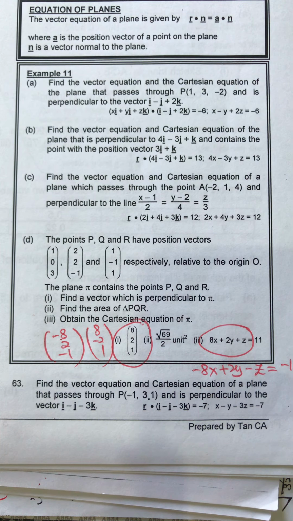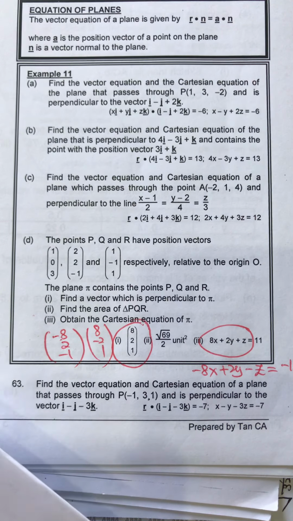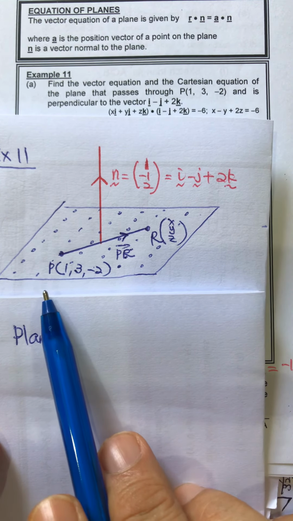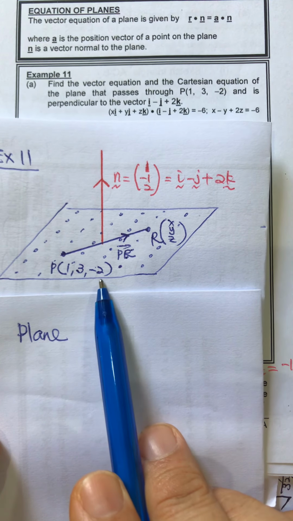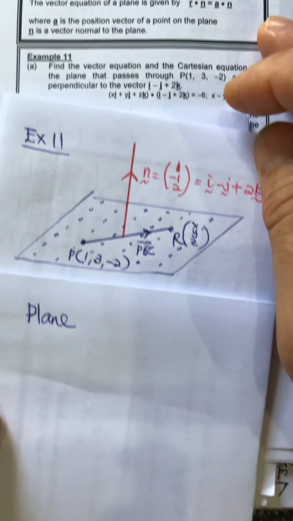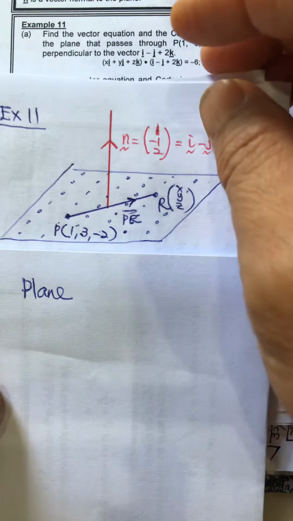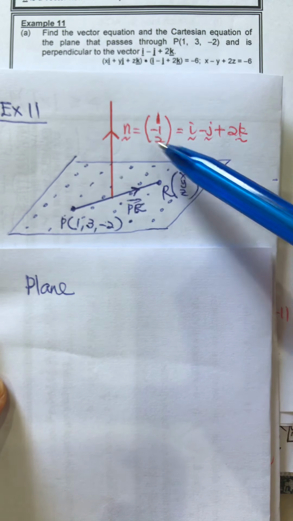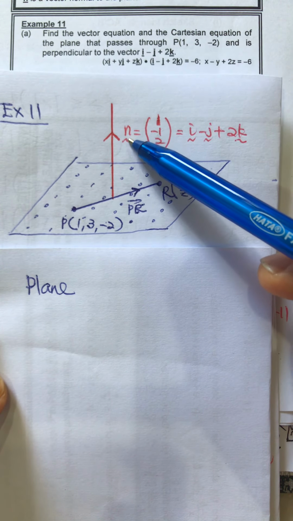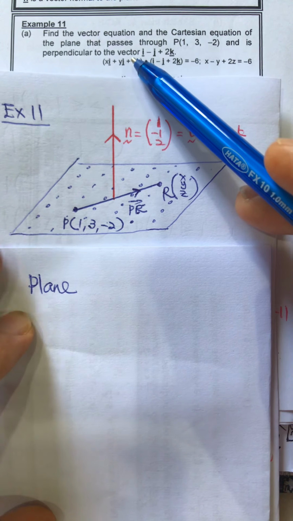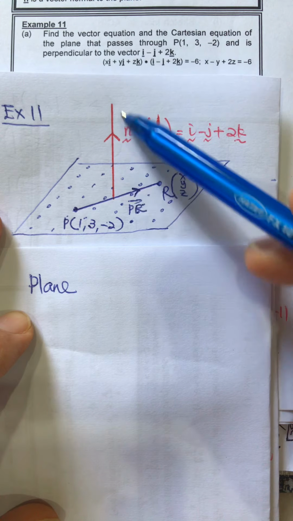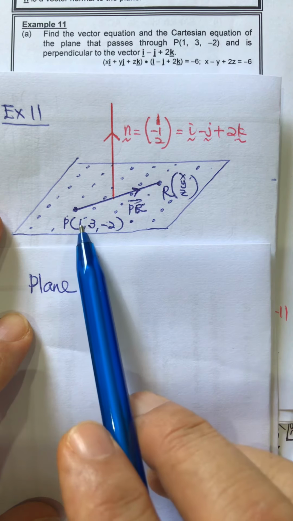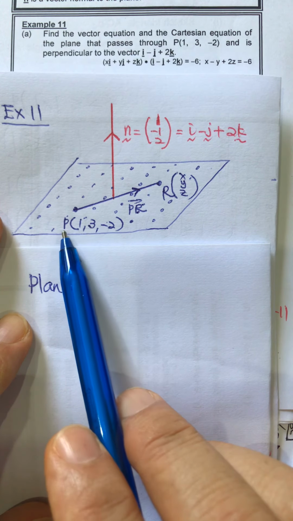So the example here means like this. You have a plane like this, and this plane has one point here, (1, 3, -2). Okay, this is the point, and you are told that this plane is perpendicular to this vector. That means the given vector i minus j plus 2k is the normal. We call it the normal, so (1, -1, 2). And then the point is (1, 3, -2), which is point P.